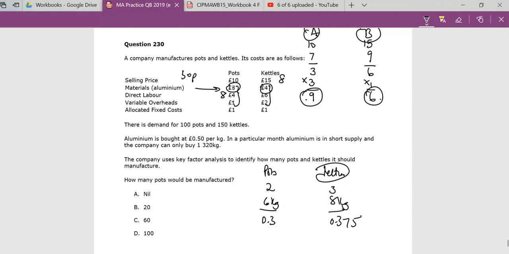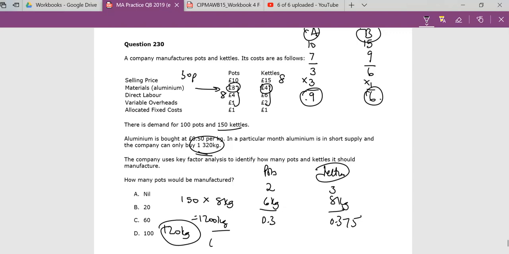So what should I do? It says we only have 1,320 kilograms. So I'll go ahead and make my kettles. The demand for kettles is 150, and I need 8 kilograms to make each kettle. So 150 times 8 is 1,200. I need 1,200 kilograms to make my kettles, and we have 1,320, so there are 120 kilograms left. And I can use these kilograms to make the pots.